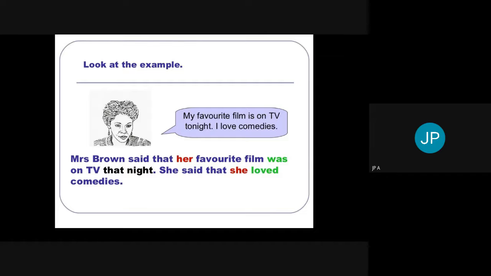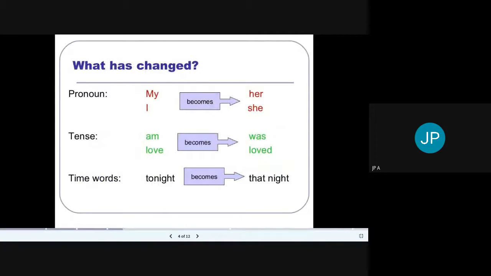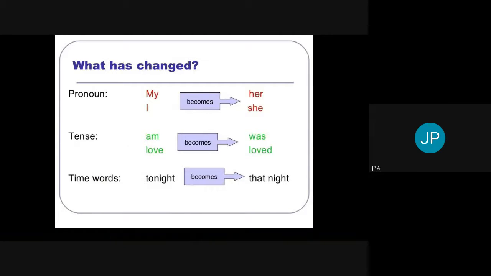Tonight became that night. And I became she. Love became loved. So these are the changes that happen. Okay, these changes happen. Pronouns change. So changes in pronoun. In this sentence, these are the changes that have happened. My became her. I became she.